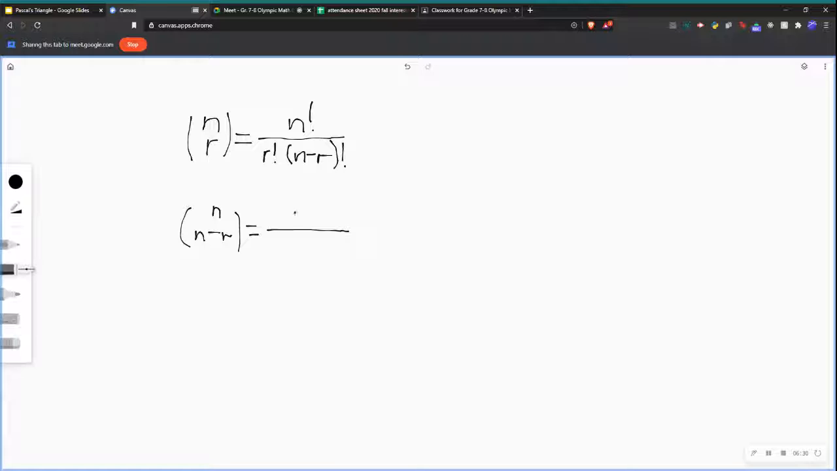Now let's try this one. So we have on the top n factorial. This time we're starting with n minus r factorial, but you'll see why that doesn't really matter. So we have n minus r factorial. And here we have n minus (n minus r). I just expanded that out, and this would just be equal to n minus n plus r, so that would just become r factorial.